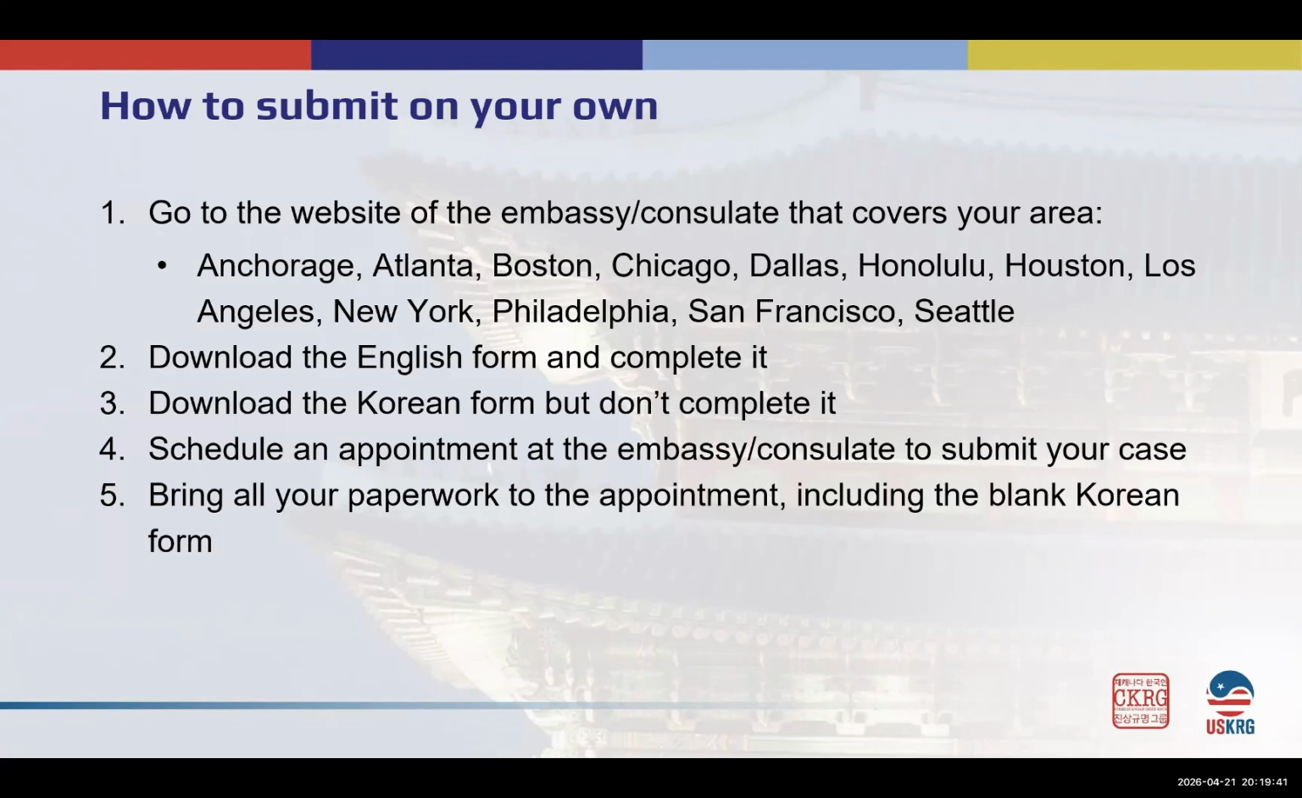But then you need to schedule an appointment at the embassy or consulate to submit your case, because they will only do that in person because they need to see your ID and stuff like that. So what you have to do is print out all your paperwork and bring it to the appointment, including the blank Korean form. Because what we found is that some of the people who have been submitting through the consulate, and mind you, this is a new thing under TRC3. Under TRC2, you could only do it through Co-Route and DKRG, but under TRC3, you can do it directly through a consulate. But we've been told by a few adoptees that the English form was fine, but that they needed the Korean form to actually be signed.